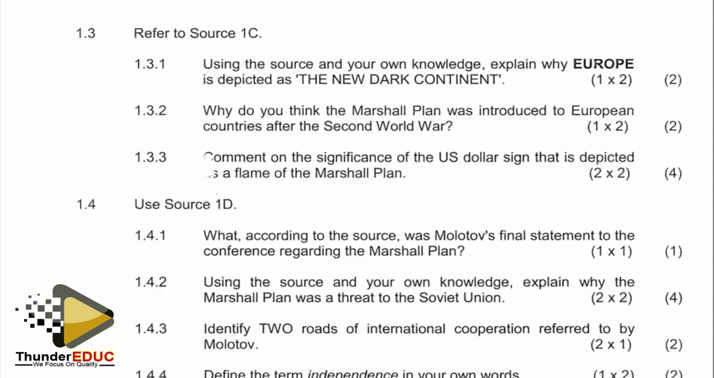Right, let's go to the question. Using the source and your own knowledge, explain why Europe is depicted as the new dark continent. We had the old dark continent. We know Europeans used to refer to Africa as the dark continent, and they used to regard Africa as uncivilized. But now in this instance, we had a new dark continent. It is now Europe which is the dark continent. No longer talk of the old dark continent, now talking of the new dark continent. Why is Europe depicted as such?